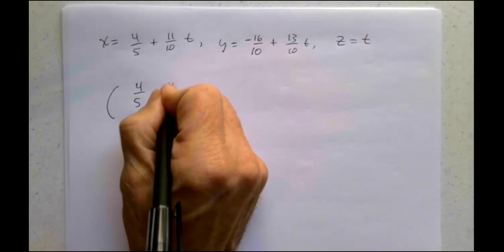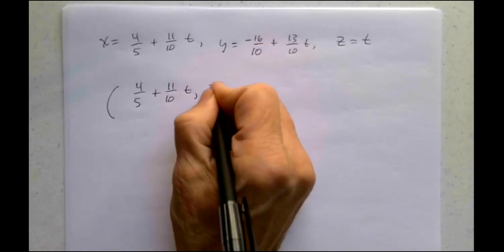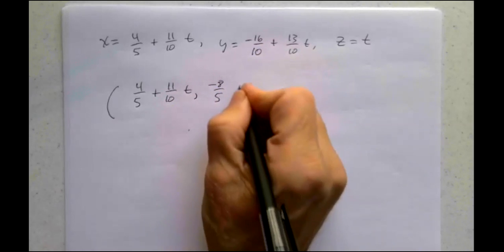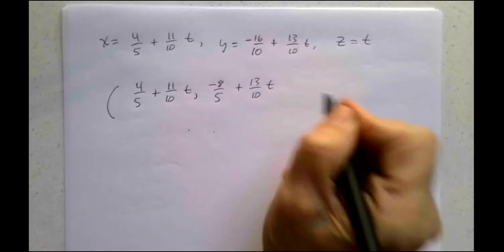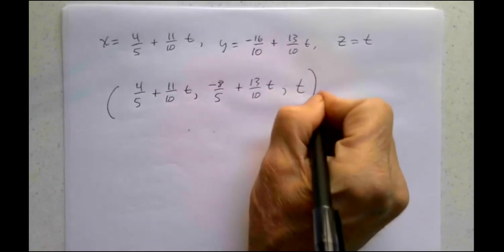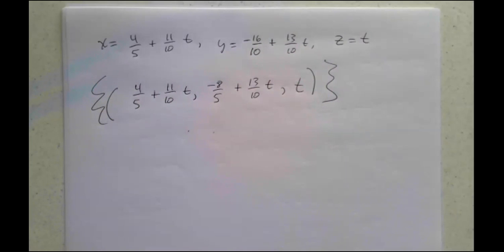So writing it as an ordered triple, 4/5 plus 11 tenths t, -16 tenths is -8/5 plus 13 tenths of t, and z is t. There are my parametric solutions, where t could be any real number.